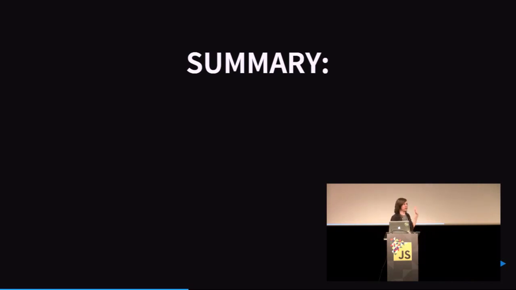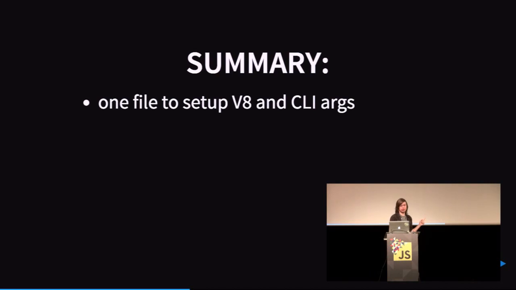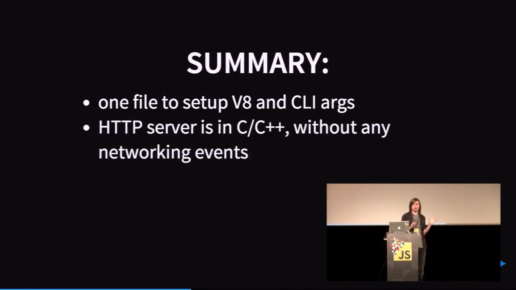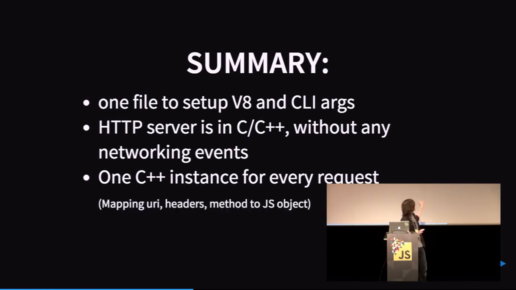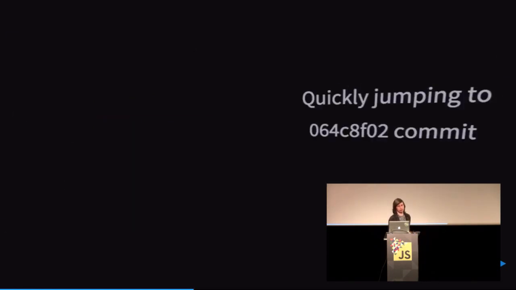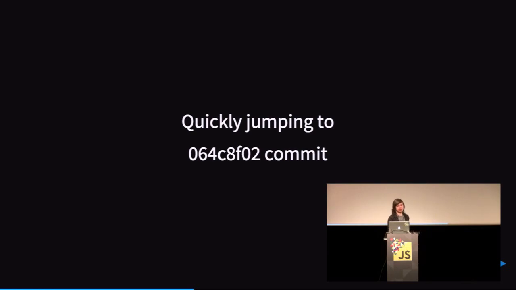Summary of what we could see in that version. There was one file to set up V8 and command line arguments. The HTTP server was in C++ without any networking events emitted in JavaScript or any complex stuff that we have right now. And there was one C++ instance for every incoming HTTP request. This is kind of important because this way it provided the mapping from the C++ instance to a JavaScript object. It was setting URI, headers, and methods on the JavaScript object, and it was kind of mapping to the C++ instance. This is the pattern that we are going to use, and we are using it right now too, so this is important to note.